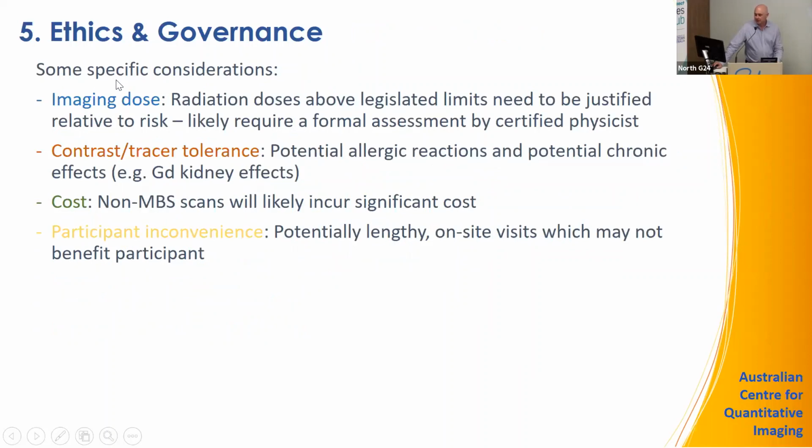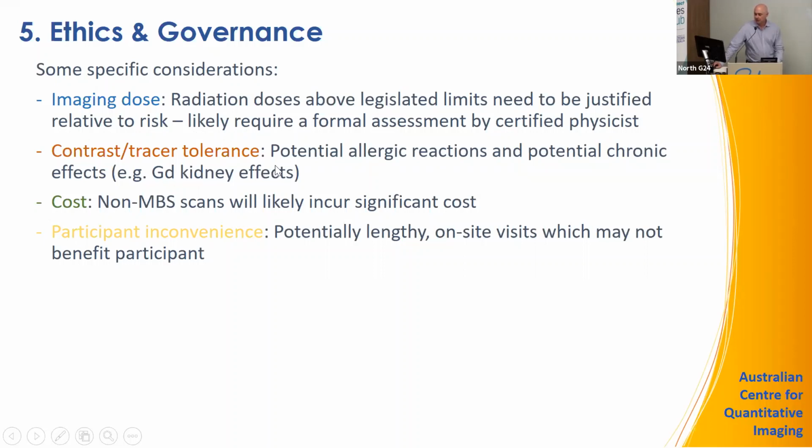In terms of ethics and governance, imaging dose can be very important. So some of these imaging acquisitions, not so much CT anymore. CT used to be a large contributor of dose. These days it's kept fairly low, but certainly PET imaging and SPECT can add reasonable amounts of radiation dose that patients otherwise wouldn't receive. For most ethics committees, certainly for the local ethics committees here, you need certification from a licensed physicist to make an assessment of what dose these patients will receive.